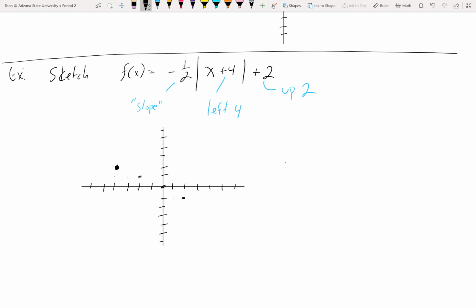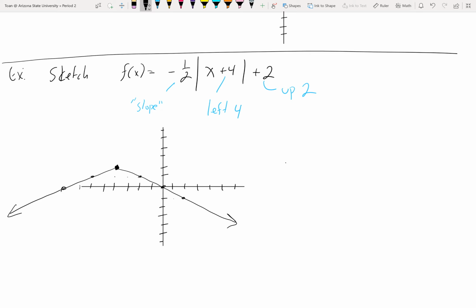Because I know that this should look like a V, you go in the other direction. Down 1, left 2. Down 1, left 2. So on and so forth. There is our graph. And notice how pretty wide it is. Well, it's because we're multiplying by a number smaller than 1 in magnitude. Sketching absolute value functions is pretty child's play if you're going to use function transformations, right?